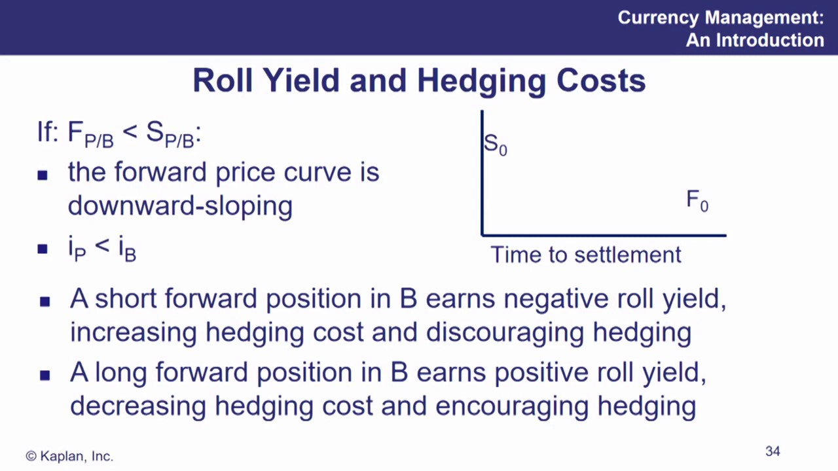All right, now, what if we have a forward discount? Okay, so the forward price is less than the spot price. The forward price curve is downward sloping. Let's say the interest rate of the price currency is less than the interest rate of the base currency, all right? Now everything flips, right? So if I have a short forward position in the base, now that's going to earn me a negative roll yield, increase my hedging costs, make me less likely to hedge. A long forward position in the base earns a positive roll yield, decreases the hedging costs, and encourages hedging.